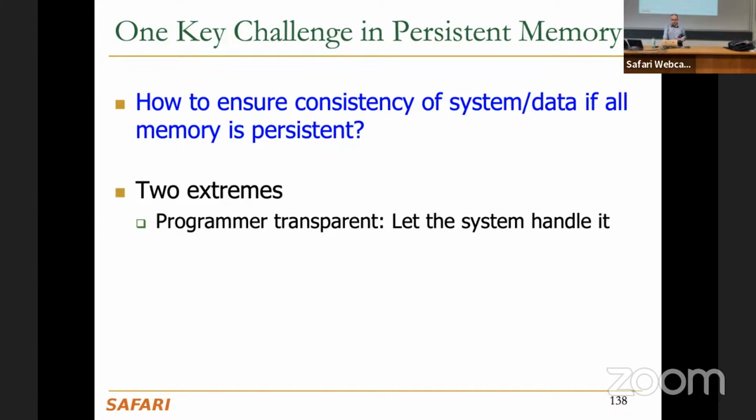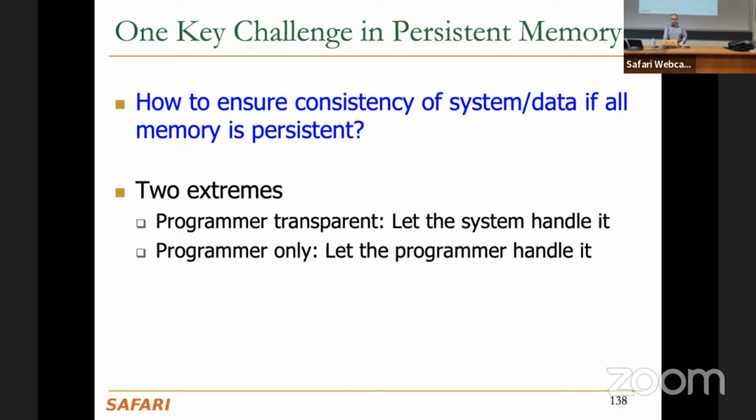It's very good for the programmer, but it's very hard to implement, of course. The other extreme is programmer only: let the programmer handle it. And there are many alternatives in between, and I believe the good solution should probably be in between. But in research, sometimes it's also good to take extreme actions, because you want to see what challenges you're going to face and how you're going to work on them when you want to push boundaries. That's why doing research in emerging memory technologies is quite interesting.